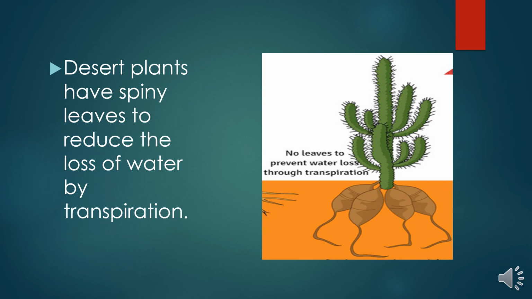Do you remember transpiration process? It is the evaporation of water from the surface of leaves. These spines prevent the evaporation of water from the surface of leaves.